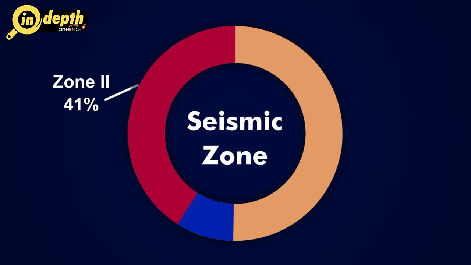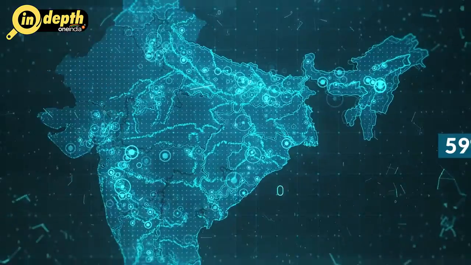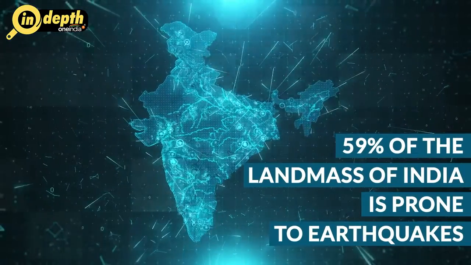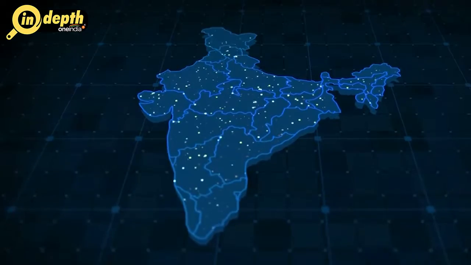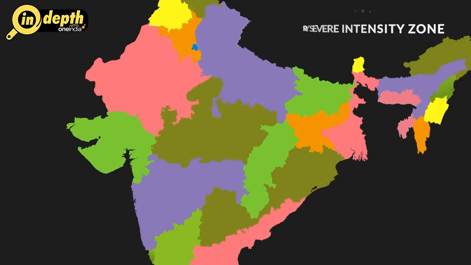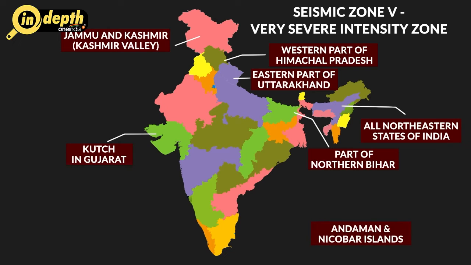Approximately 11% of the country falls in Zone 5, 18% in Zone 4, 30% in Zone 3, and the remaining in Zone 2. A total of 59% of the landmass of India, covering all states of India, is prone to earthquakes of different intensities. Let us now understand each zone and which regions of the country come under which zone. Seismic Zone 5 or Very Severe Intensity Zone. Parts of Jammu and Kashmir, Kashmir Valley, western part of Himachal Pradesh, eastern part of Uttarakhand, Kutch in Gujarat, part of northern Bihar, all northeastern states of India, and the Andaman and Nicobar Islands fall under this zone.